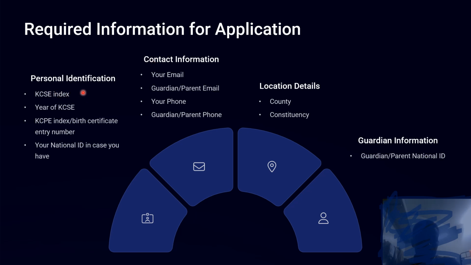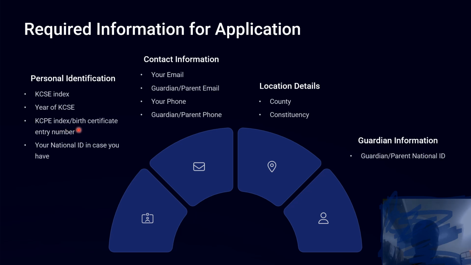We have the personal identification. These are the credentials that you are going to use to log into the Kuccps portal. You'll use your KCSE index number as your username, then the year of KCSE, that is the year that you sat for your national exam. Then we have the KCPE index number or birth certificate number. This is going to be used as your password.